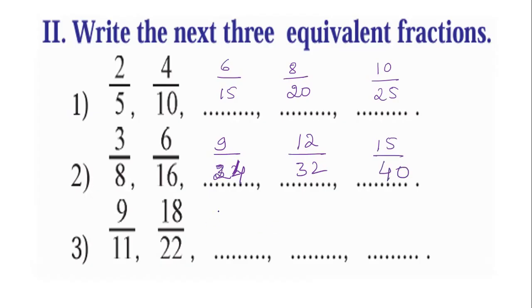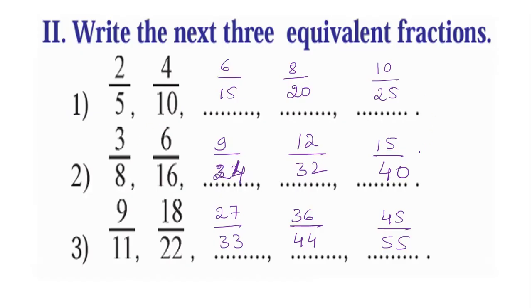Next, 9 by 11 is equivalent to 18 by 22, next 27 by 33, next 36 by 44, next 45 by 55. These are equivalent fractions. Just multiply both numerator and denominator by 3, and we get these. Next, multiply both numerator and denominator by 4, and we get these lines.